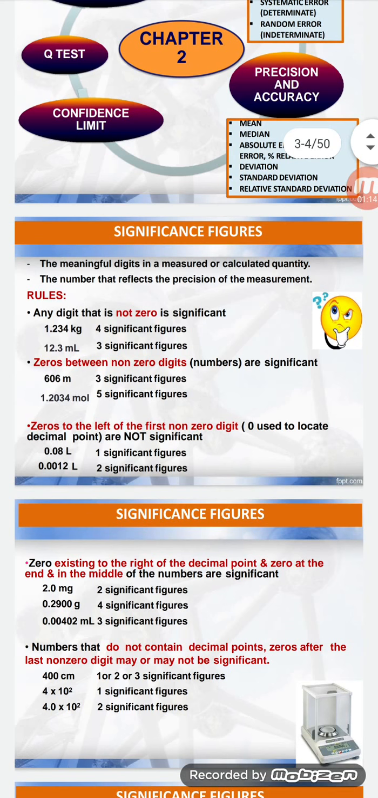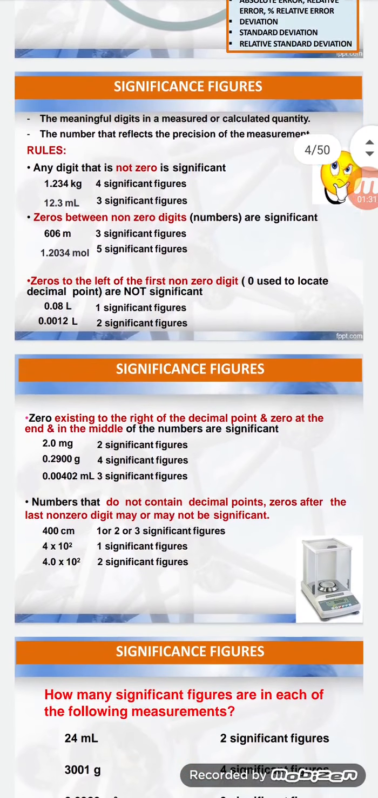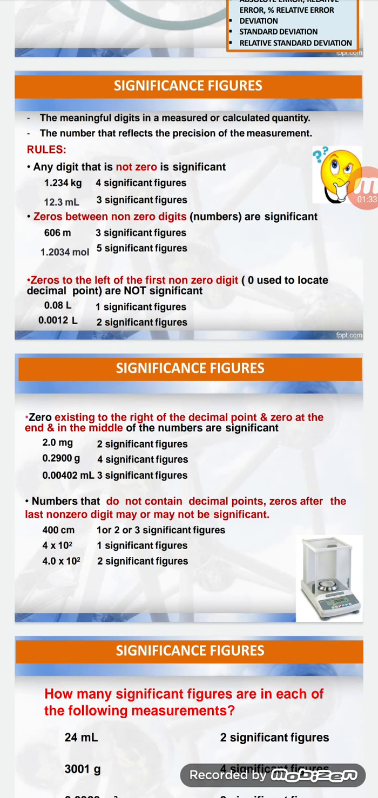And third rule, zeros to the left of the first non-zero digit are not significant. For example, we have 0.08 and also 0.012. Only 8 and 12 are counted as significant figures. So we have 1 and also 2 significant figures. And rule number 4, the 0 existing to the right of the decimal point and 0 at the end of the number are significant. So we have 2.0, 0.2900, 0.00402. So the zeros after the decimal point are counted, but before the decimal point we do not count.